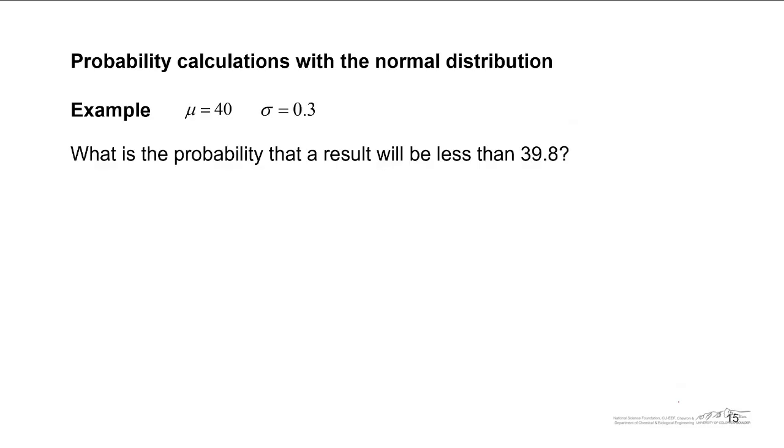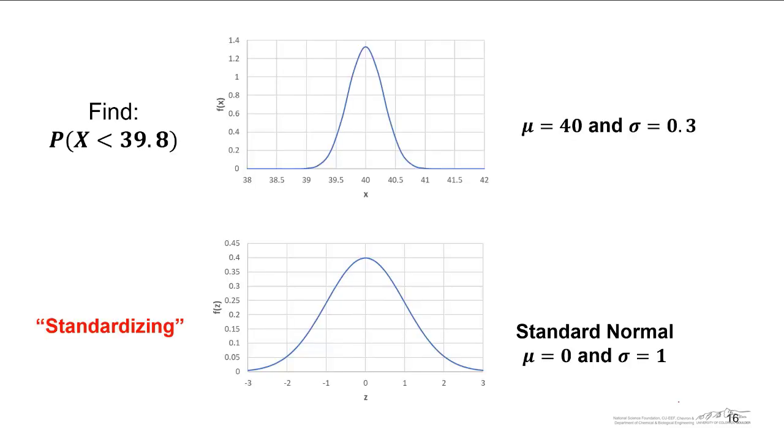What is the probability that a result will be less than 39.8? We've got a distribution where the mean is 40, sigma equals 0.3, and we're assuming this is a randomly distributed variable. In other words, we're trying to find the probability that x is less than 39.8. That would correspond to about that shaded region. We're going to standardize this. We want to see what z value 39.8 corresponds to. The probability is going to be the same because the area underneath this curve is always equal to 1.